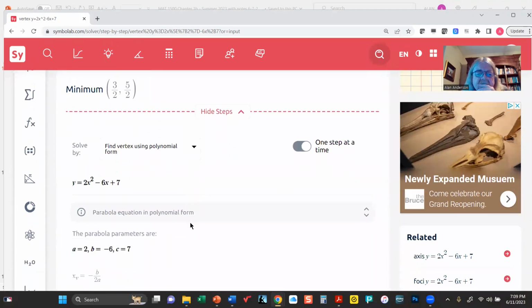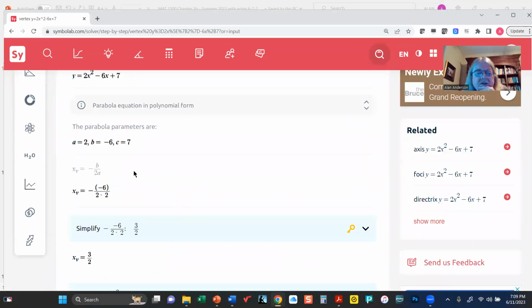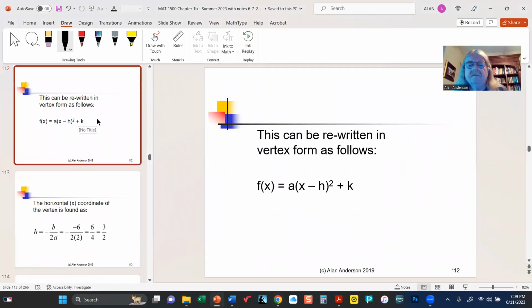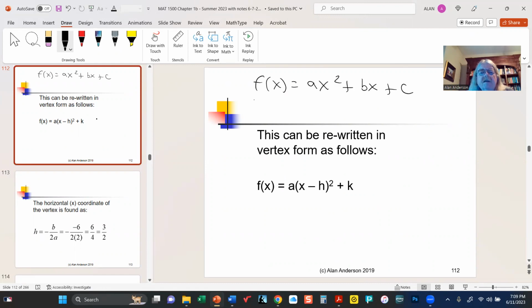Now finding it, well, I'll show you in a second how we're doing this, but it's exactly what they're telling you here. What you're going to do is rewrite it in this form. How do you find H and K? Well, based on the original way that the quadratic equation is written. And here's our vertex. H is equal to minus B over 2A.